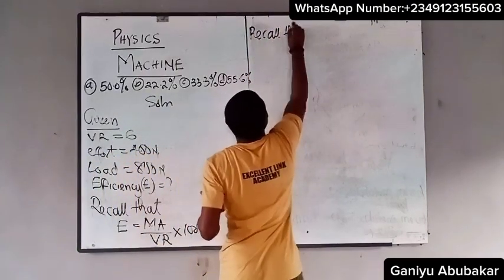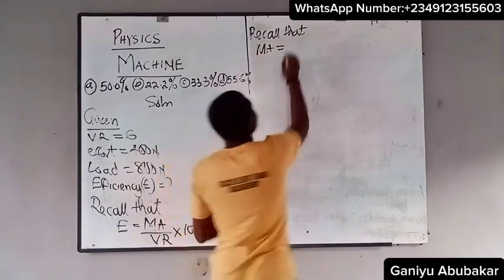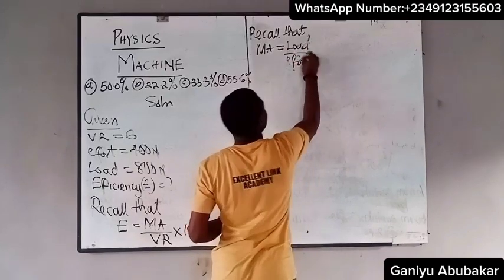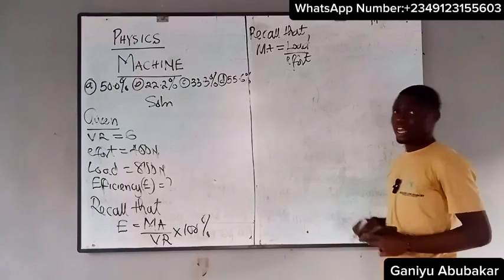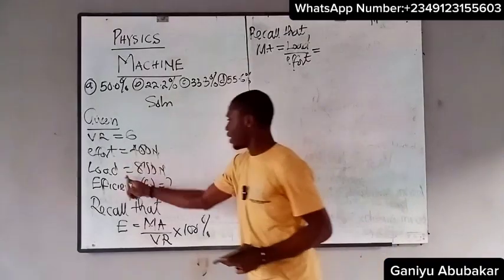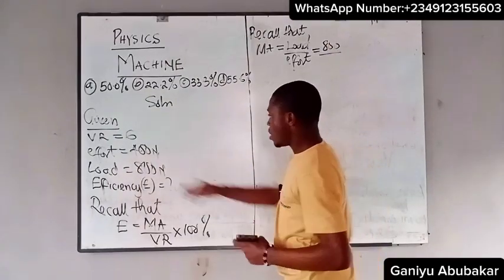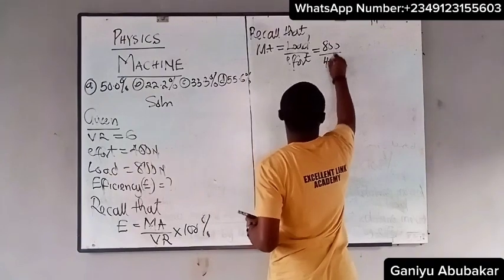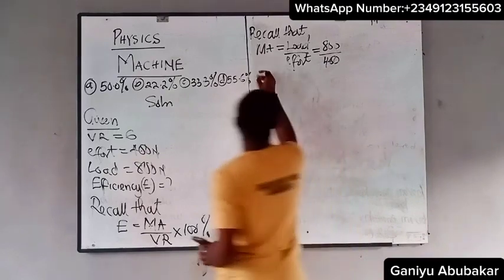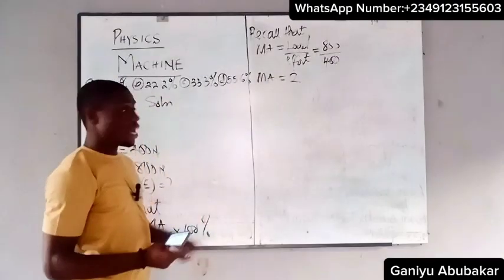Recall that we established that mechanical advantage MA is load over effort. Check your notes, it's there. What's load? 800. Divided by effort, which is 400. Divide 800 by 400, and mechanical advantage MA is equal to 2.